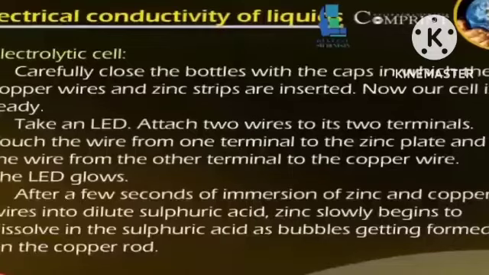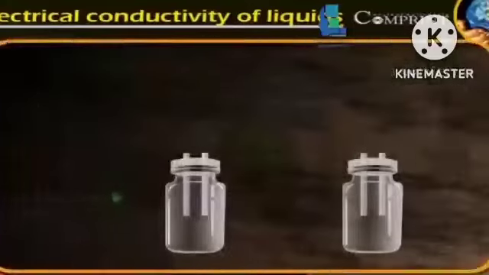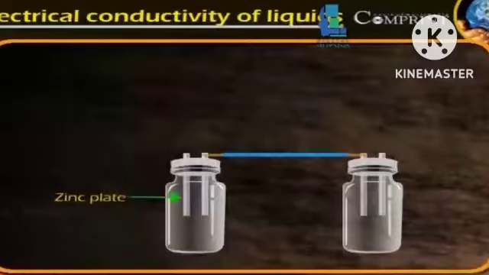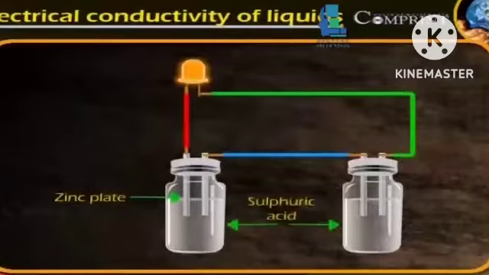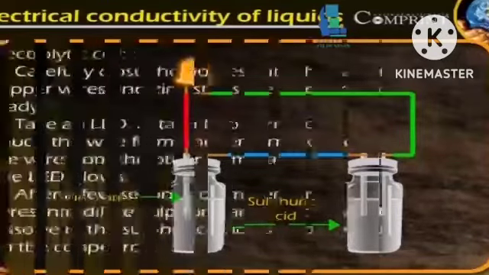Take an LED. Attach 2 wires to its 2 terminals. Touch the wire from one terminal to the zinc plate and the wire from the other terminal to the copper wire. The LED glows. After a few seconds of immersion of zinc and copper wires into diluted sulfuric acid, zinc slowly begins to dissolve in the sulfuric acid as bubbles get formed on the copper rod.